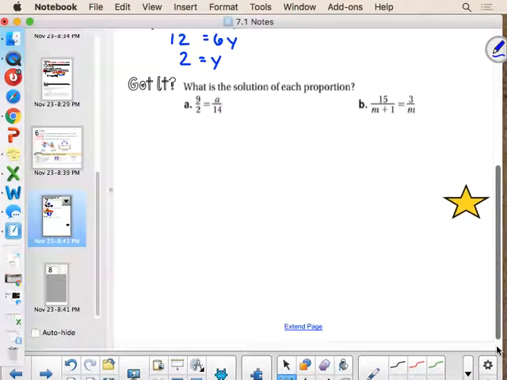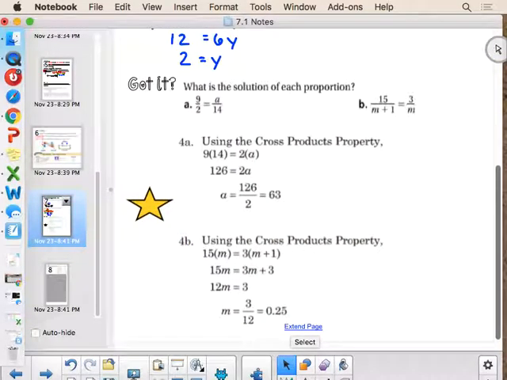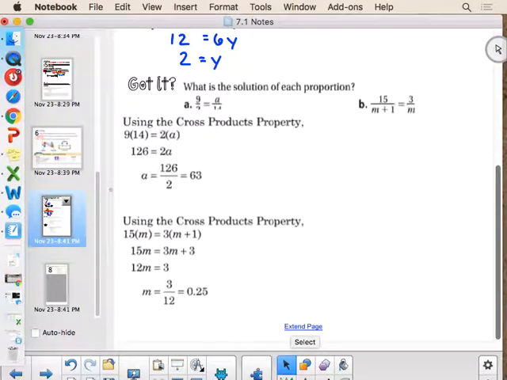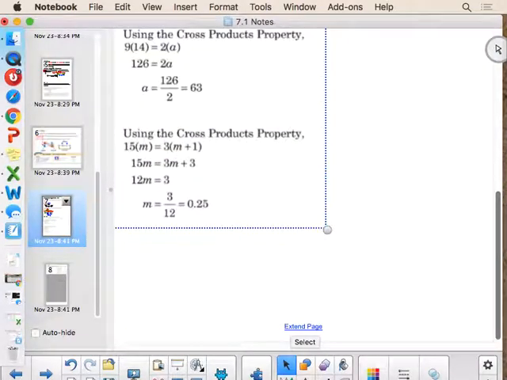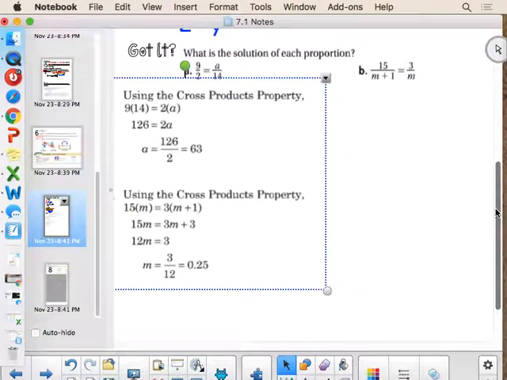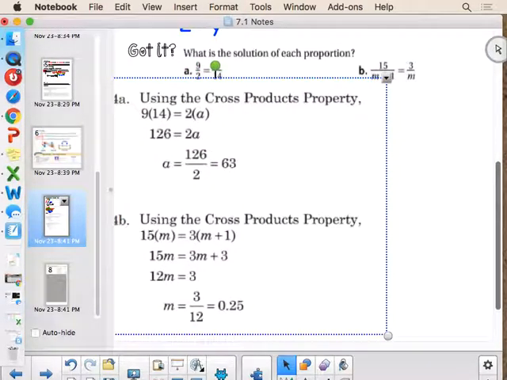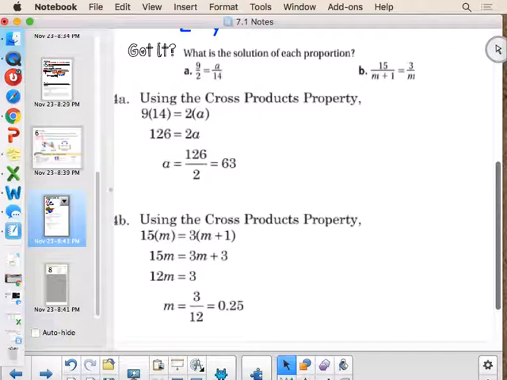Alright, let's practice your proportion skills. You are solving each proportion. If you didn't get one right, let's check your answers at this time. Let's follow through the work and see where we are going wrong. Hopefully that was a sufficient amount of time to look over where you made a mistake, if you did, on either A or B.